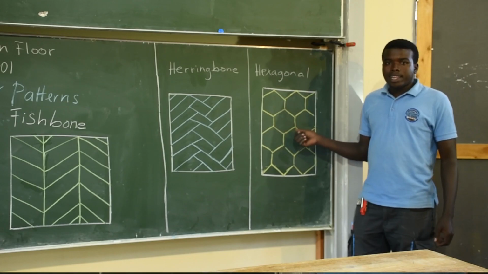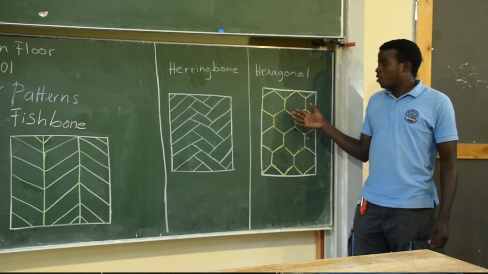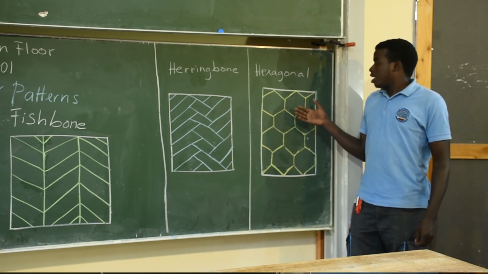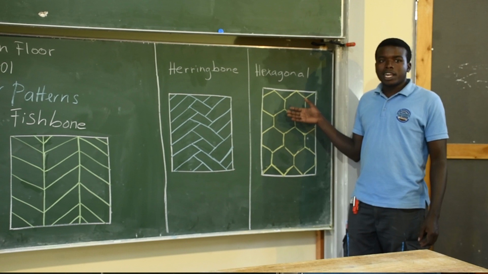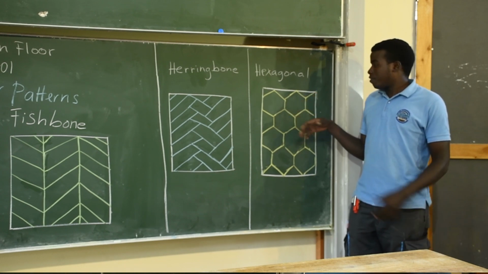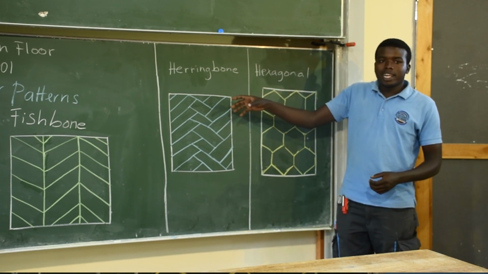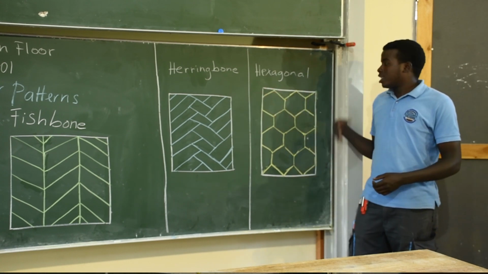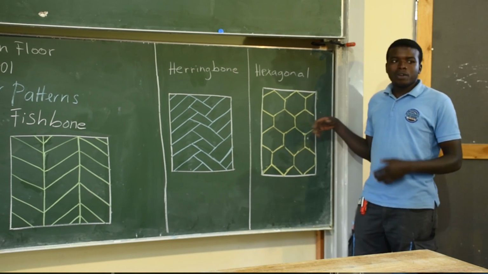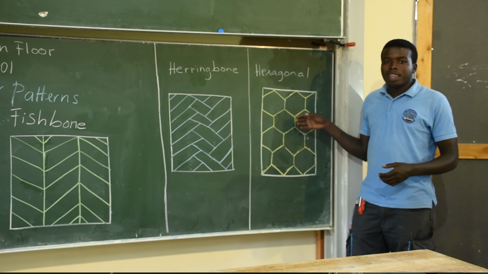The last pattern that we have is the hexagonal pattern. With the hexagonal pattern, the pieces are laid to form a hexagon. This one is not very common compared to the three patterns that we have seen, but it can also be used, especially when you want to make the appearance of the floor nice.